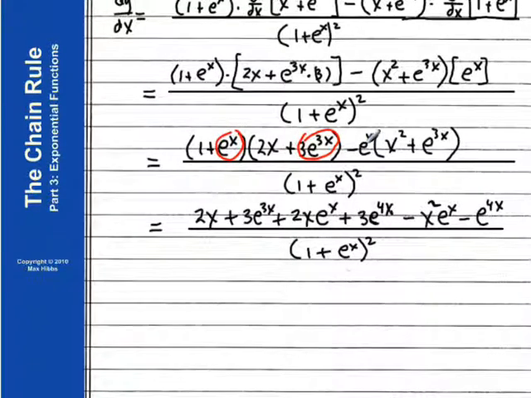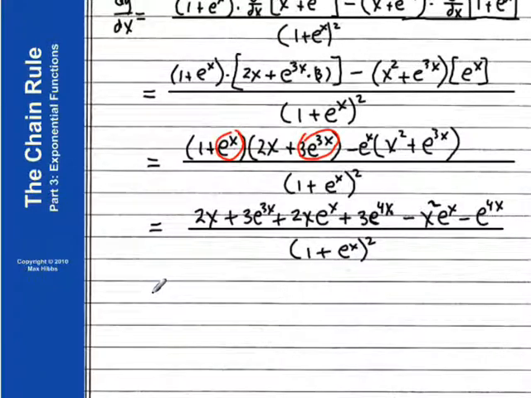And over in this situation, I have negative e to the x times x squared, which I wrote as negative x squared e to the x, and then negative e to the x times e to the 3x in this case. Well, that's negative, but when I add those exponents together, x plus 3x, I get an exponent of 4x. And then, of course, our old denominator.